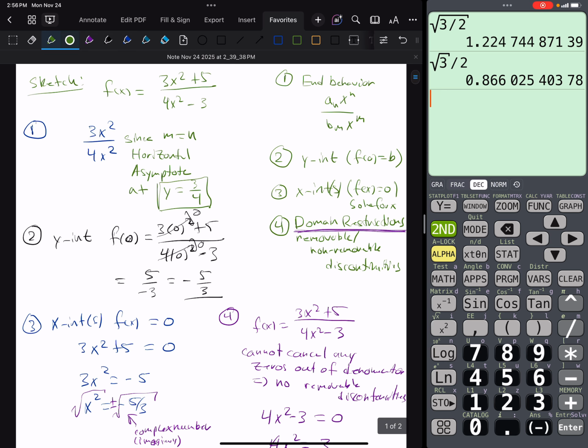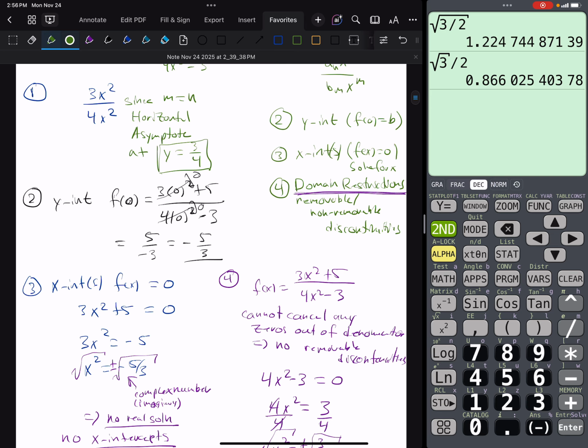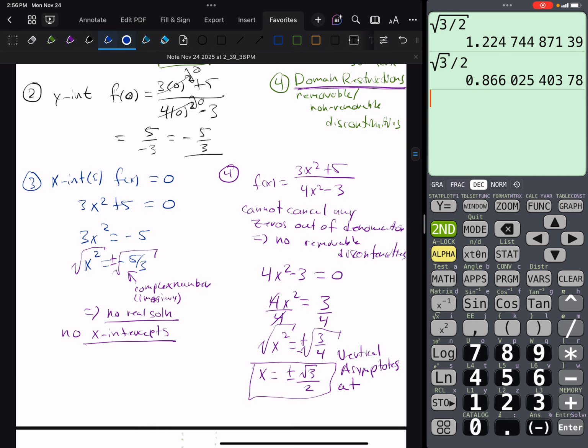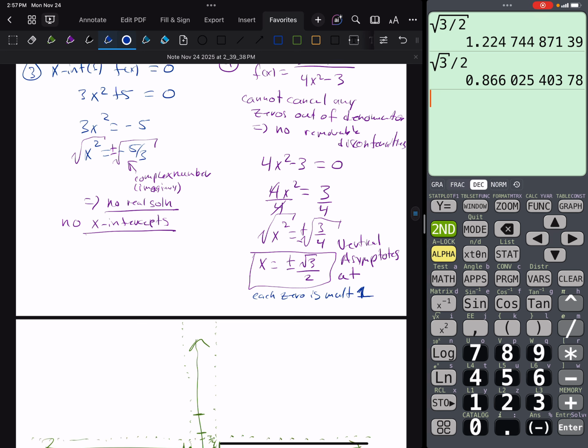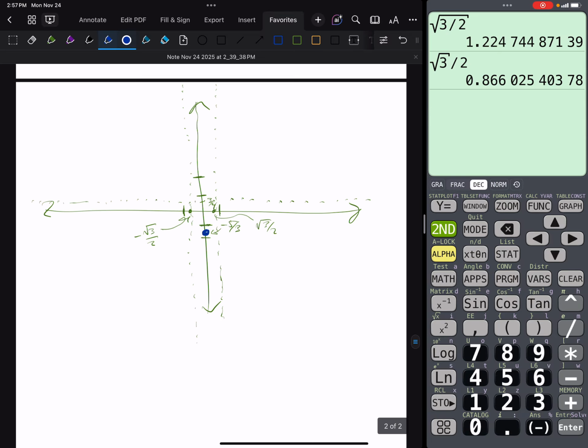Now, I didn't say this when I was finding these, but I also need my multiplicities. The reason I didn't talk about multiplicity on my zeros is because there were no zeros, so I couldn't have any multiplicity on my zeros because they didn't exist. But I should have talked about multiplicity on my vertical asymptotes, because there's only one copy of each of these zeros, so each zero is multiplicity 1. And so there's only one copy of each of those zeros being multiplied together in the denominator.